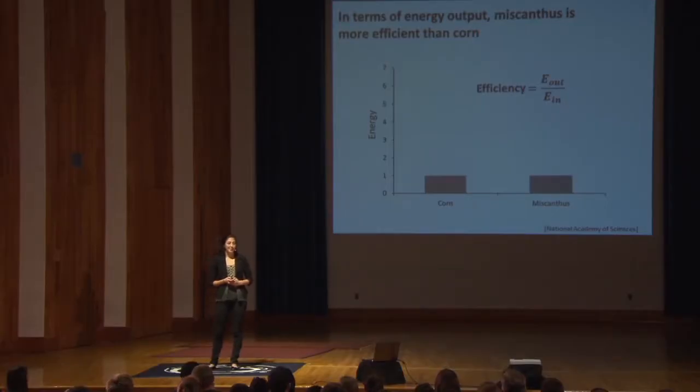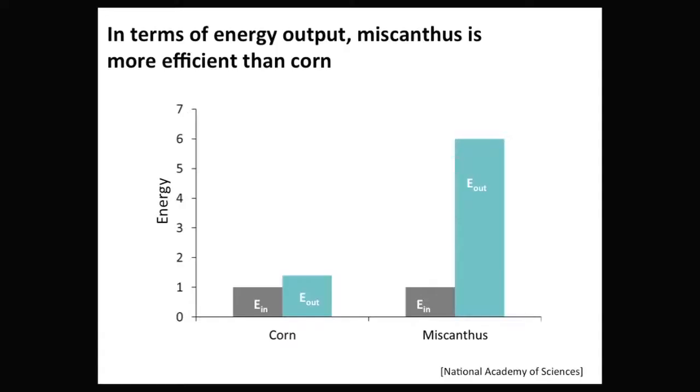So according to the National Academy of Sciences, the net energy ratio for miscanthus is 6:1. You get 6 times the energy out of a field of miscanthus as you put into it. Compare that to 1.4 for corn, and all in all, a crop of miscanthus is 4 times as energy efficient as a crop of corn.